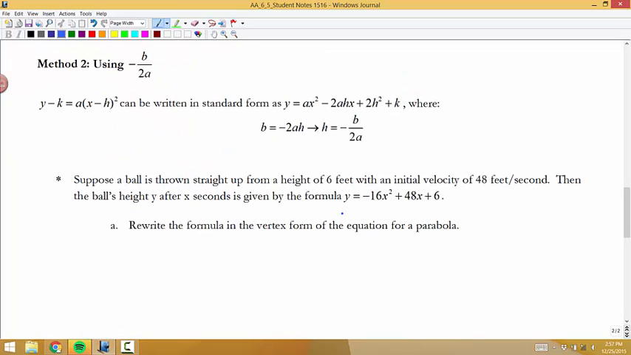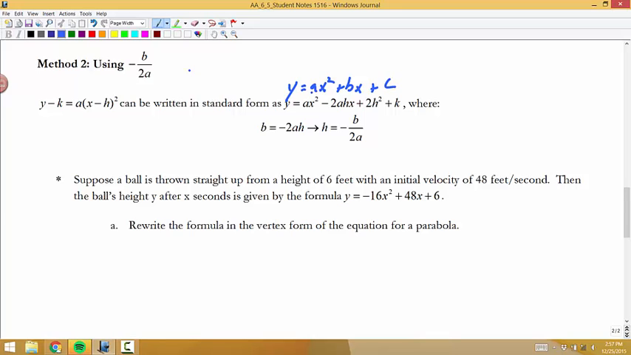All right, method 2 is probably the method that we're going to end up using the most, and usually I'll refer to this as my negative b over 2a method. Basically it takes the idea that we learned in 6.4 about going from vertex form to standard form, where I just kept the a, h, and k in my answer. Standard form is this: y equals ax squared plus bx plus c.